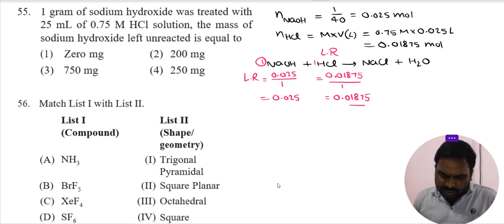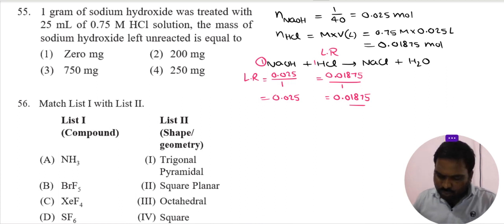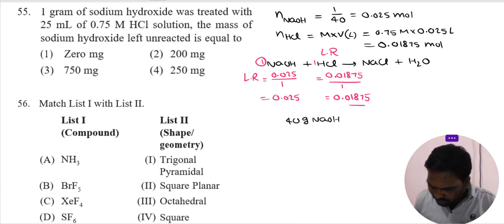Now how much amount is left? How to calculate? This is the limiting reactant. 1 mole sodium hydroxide reacts with 1 mole HCl. So 1 mole sodium hydroxide, that is 40 grams sodium hydroxide, reacts with 36.5 grams HCl.